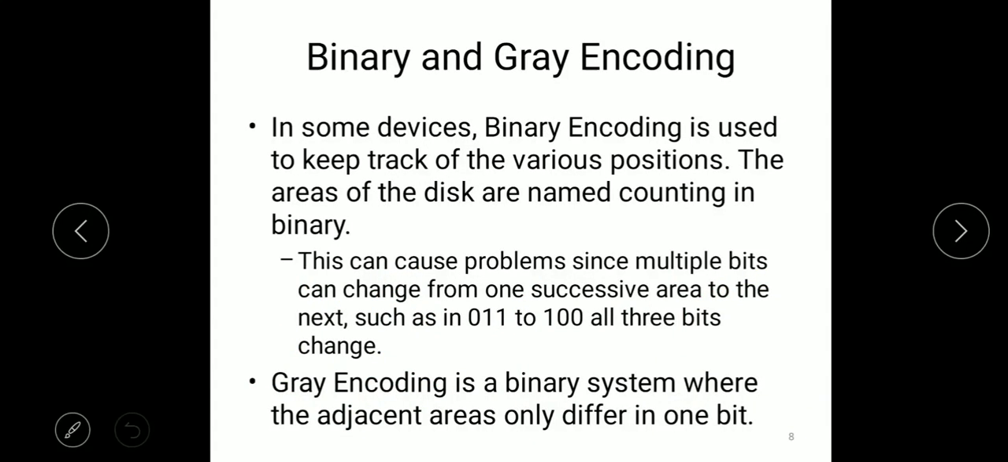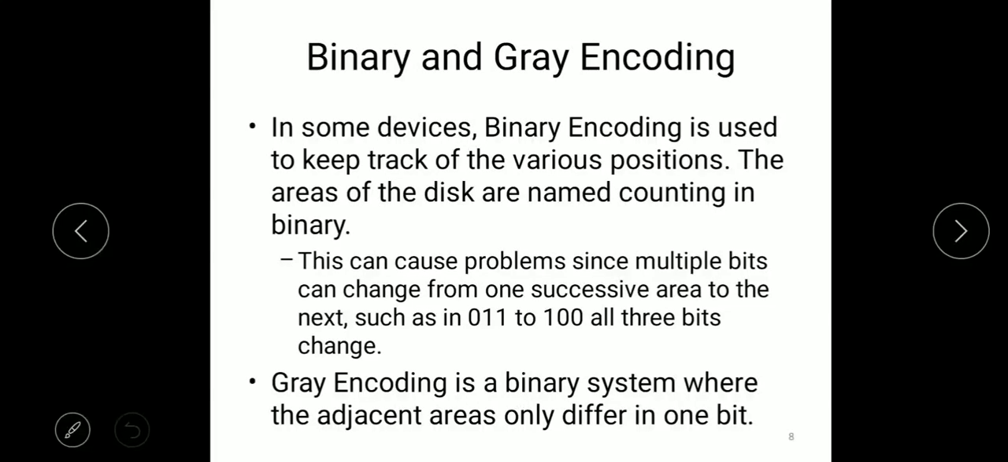So how do we receive the information? All the information will be received in digital form. Digital is nothing but binary, binary coded decimal, or gray encoding. In some devices, binary coding is used to keep track of the various positions. The areas of the disk are named by counting in binary.